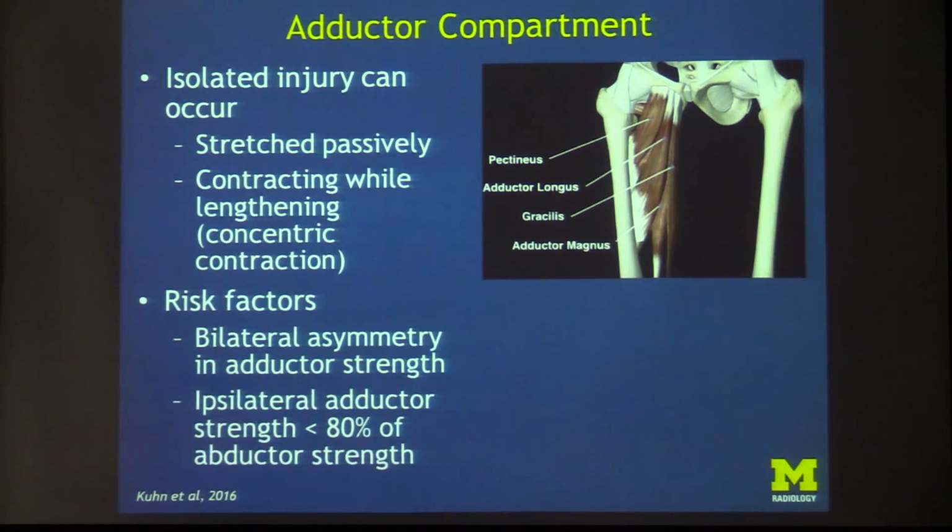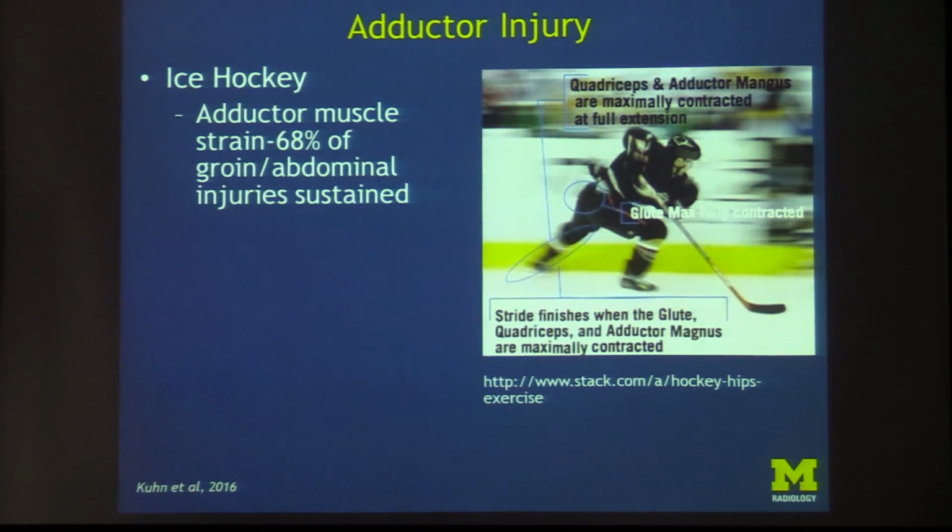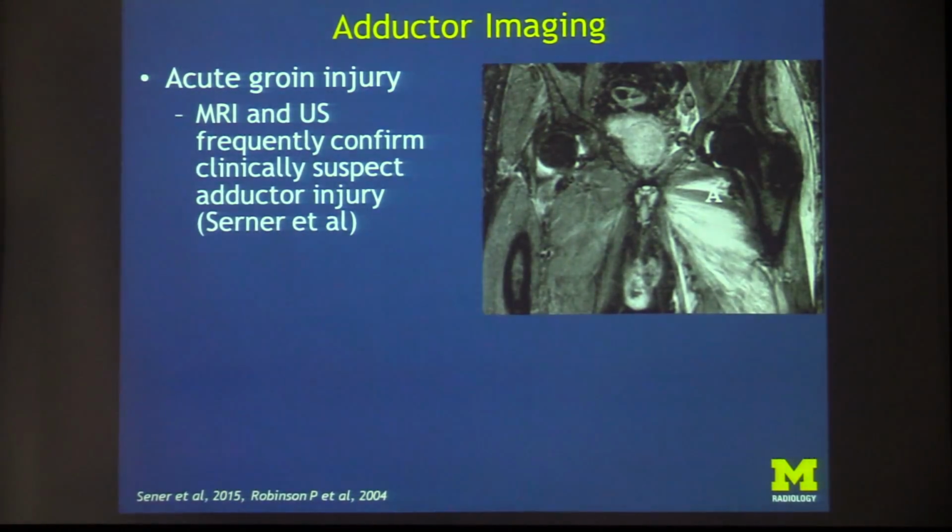Risk factors are asymmetry between the adductor muscles or asymmetry between the adductor and abductor muscles on the same side. And we see this injury quite often in hockey players. And here's a great example. MR is quite good at showing the acute injury in this context. Here's a coronal STIR sequence. You can see extensive edema involving the adductor compartment here.